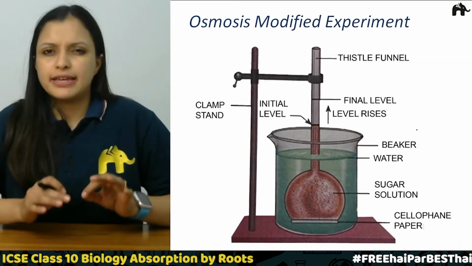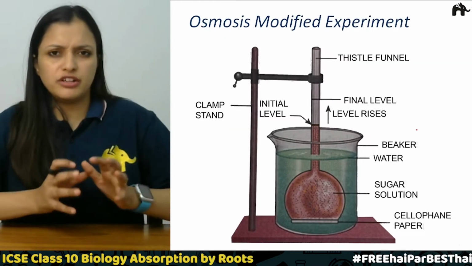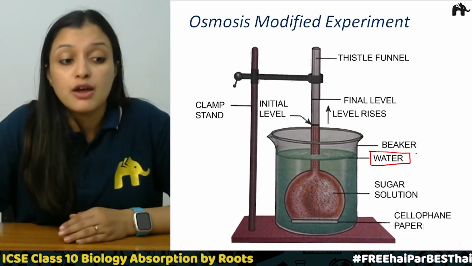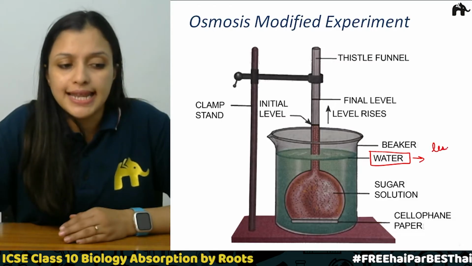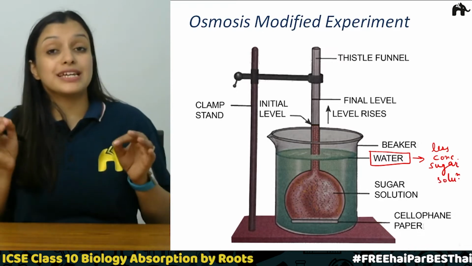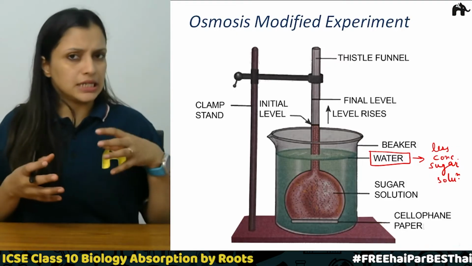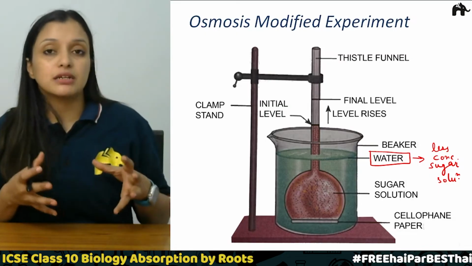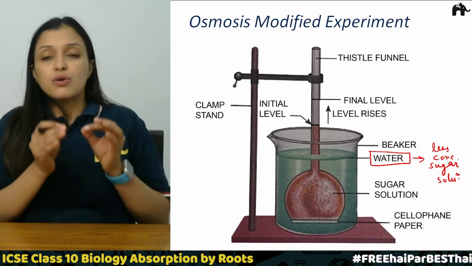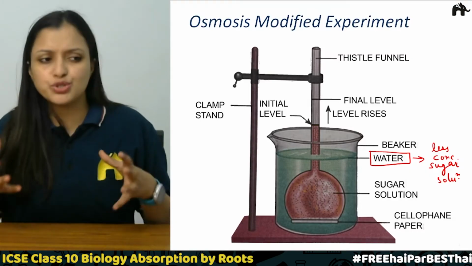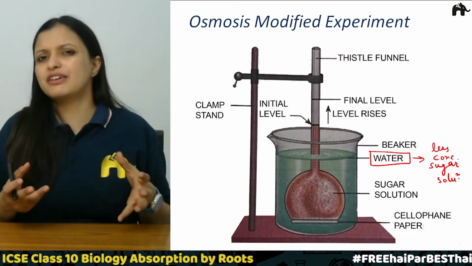Now let us modify this osmosis experiment. Now this is the modified experiment where in the beaker, instead of water, we will put less concentrated sugar solution, right? But in the first experiment, the osmosis experiment that we carried out, we had taken water in the beaker, right? So what will be the observations in this modified experiment?